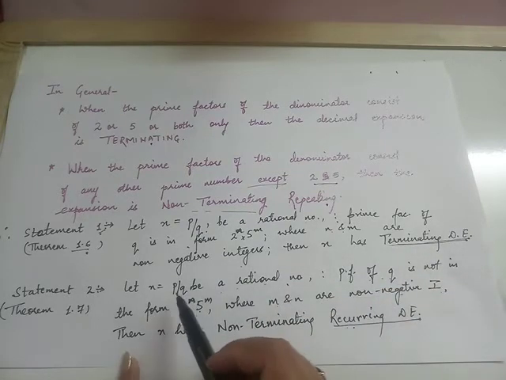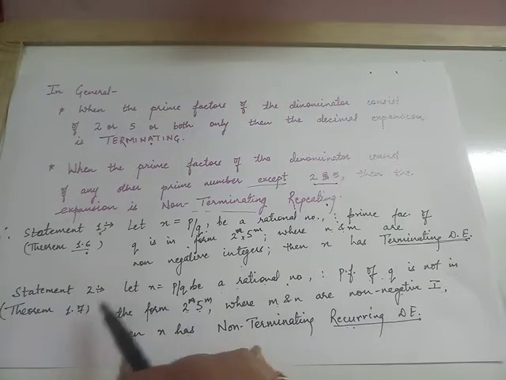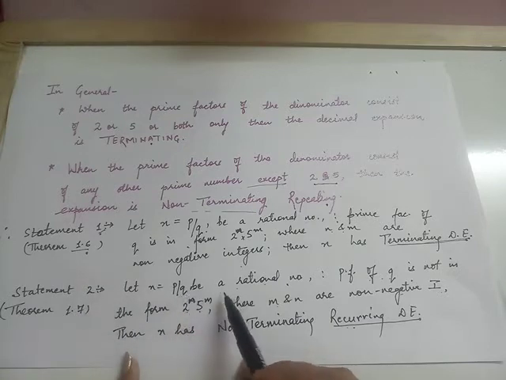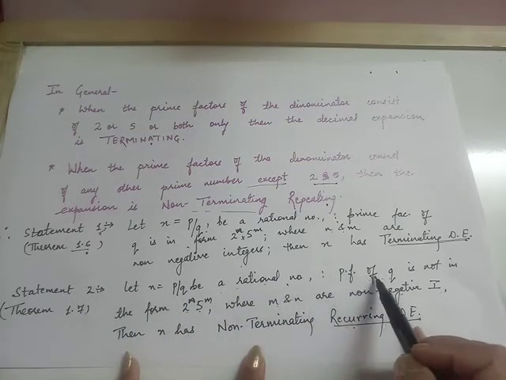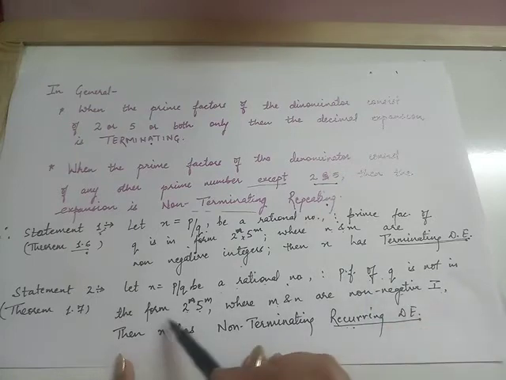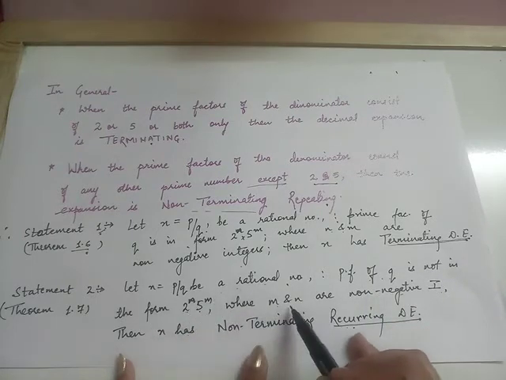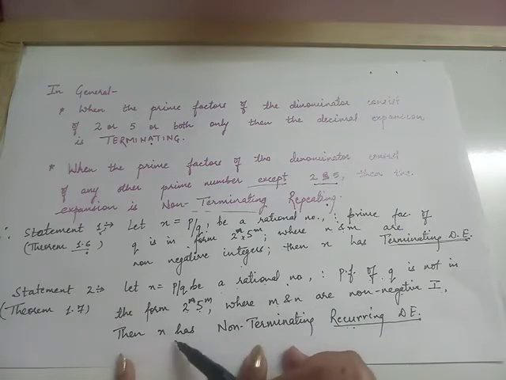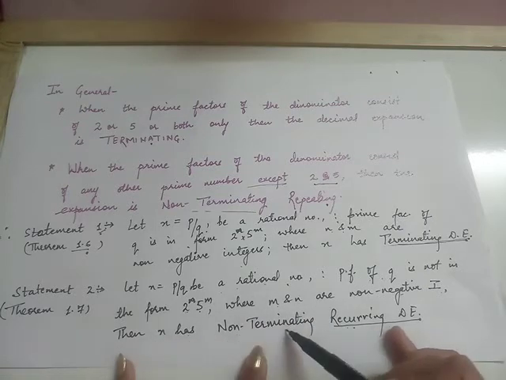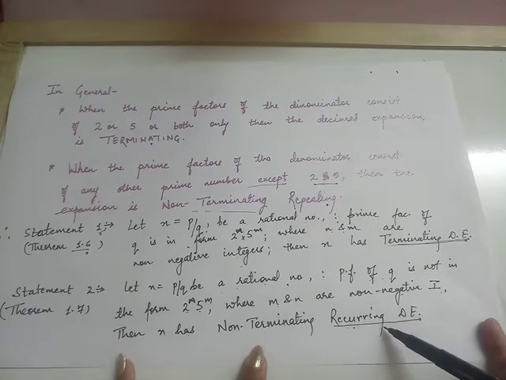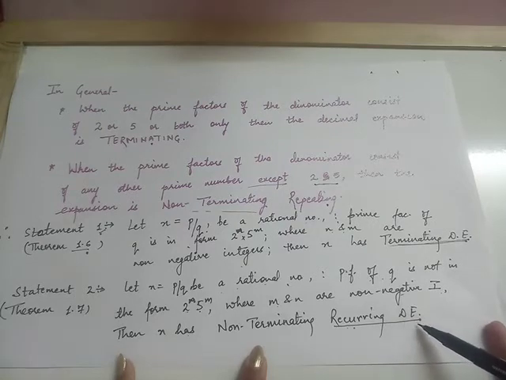And if we do the prime factorization of q and it is not in the form 2 to the power n, 5 to the power m, where n and m are non-negative integers, then x has a non-terminating recurring decimal expansion.